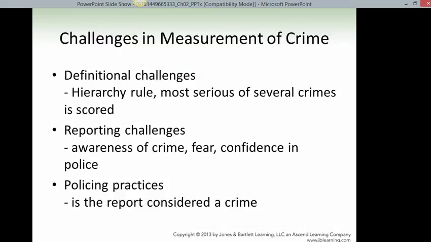Challenges in measurement of crime. Definitional challenges: the hierarchy rule, where the most serious of several crimes is scored. Reporting challenges: awareness of crime, fear, and confidence in police. Policing practices: is the report considered a crime?